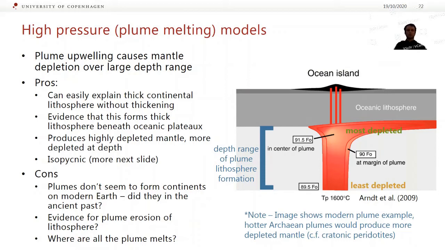And finally, where are all the plume melts? If you imagine this big, thick column of mantle melting in a plume, if you're melting from a depth of, say, a couple of 100 kilometers up to near the surface, and you're melting it by even just 20%, then there should be about 40 kilometers worth of plume melts formed somewhere. So if we want to generate a lot of continental lithosphere with a plume, then we need to figure out where to put all these plume melts, or why we don't see them.